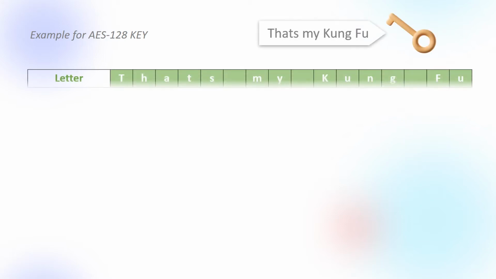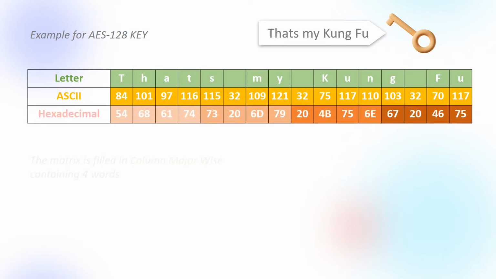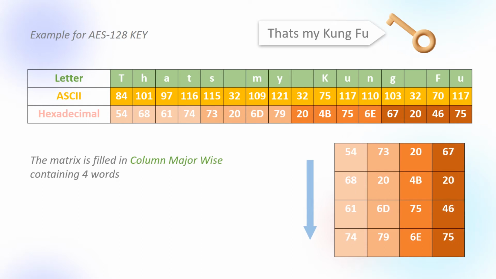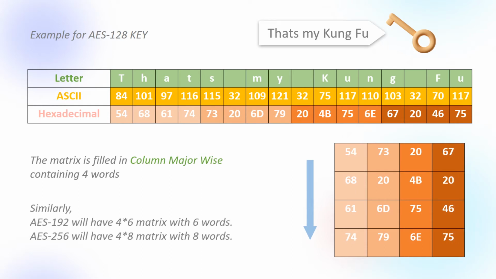For example, let us consider how the AES-128 secret key is represented using a 4x4 matrix. Let the 16-byte secret key be, "that's my kung fu". The hexadecimal notation of the ASCII code of each letter is obtained first, then it is filled column-wise. Similarly, the AES-192 secret key is represented using a 4x6 matrix initially, and AES-256 is represented using a 4x8 matrix initially.